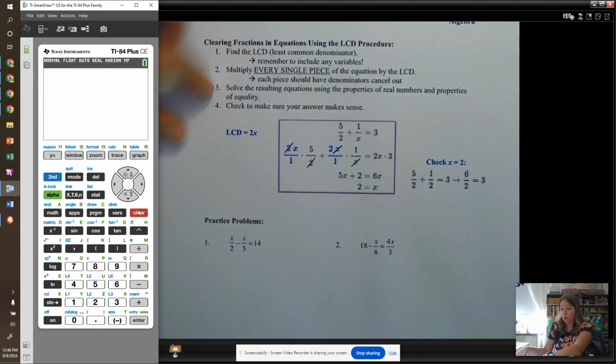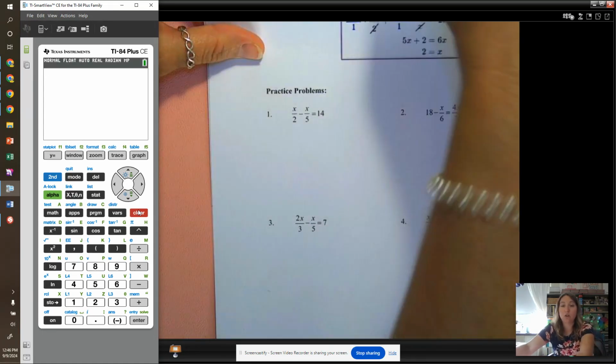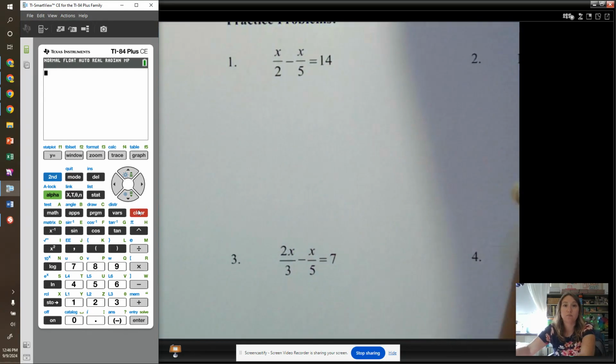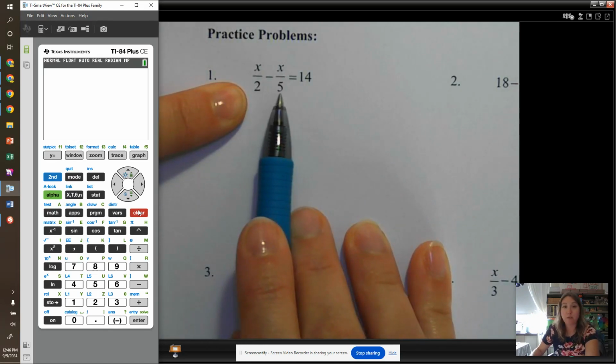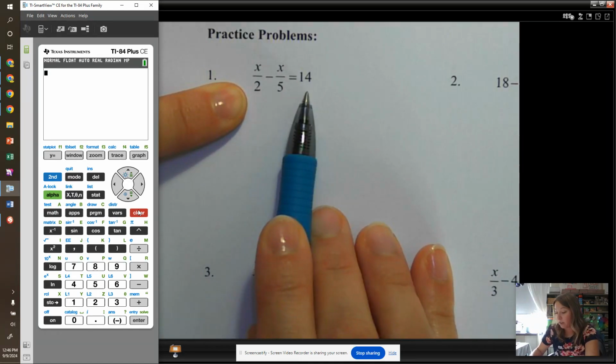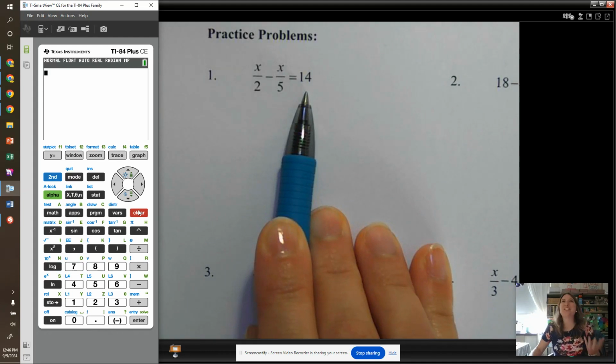So in practice problem number 1, let's look first at our denominators. Okay, I've got a denominator of 2. I've got a denominator of 5. I've got a denominator of 1, because 14 is a whole number. Any number over 1 is what I'm looking at here. And when I have just a whole number present and hence a denominator of 1, I don't worry about that involved in the LCD because 1 multiplies to become anything.